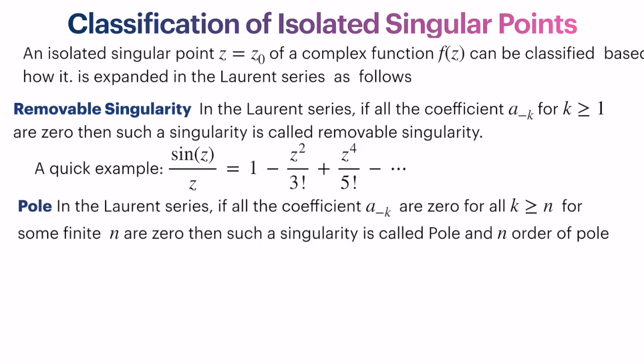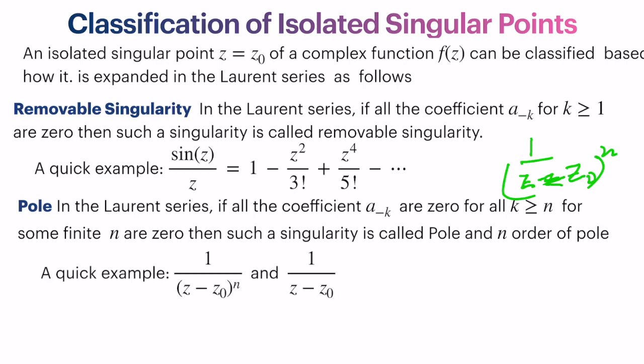Now next comes the pole. In a Laurent series, if all the coefficients a minus k are 0 for k greater than n, for some finite value of n, then such singularities are called poles, and n is called the order of the pole. That means when you have a Laurent expansion, you have a term (z minus z naught) to the power n, and for some finite value of n it simply terminates, and all the coefficients a minus k are 0 beyond some finite value of n, and such things are called poles.